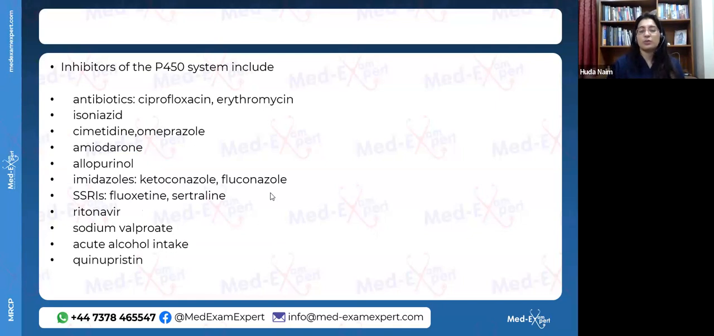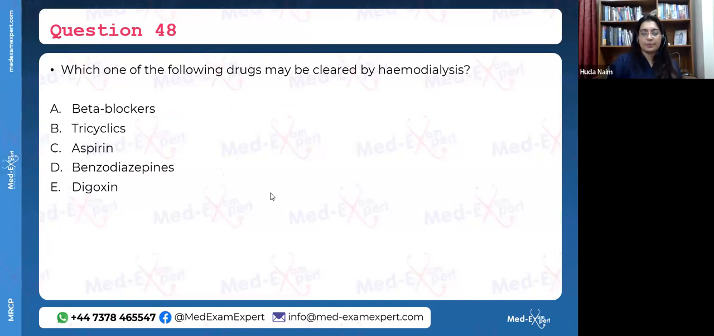You will always, always, always get questions like these, especially ritonavir because it is used in HIV, isoniazid because it is used for tuberculosis, antibiotics, very, very important. Then all of the anti-epileptic drugs are inducers, but sodium valproate is an inhibitor. Okay, so very, very important to remember these inducers and inhibitors. Okay, next question.